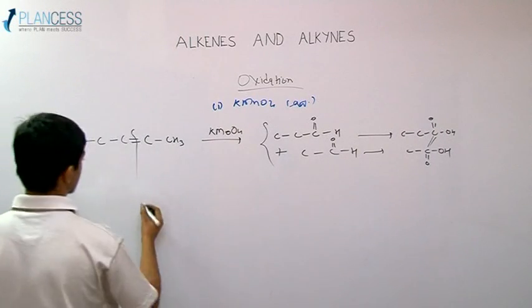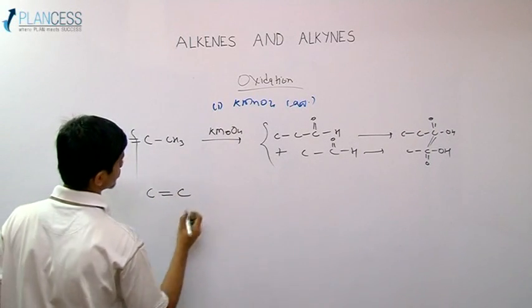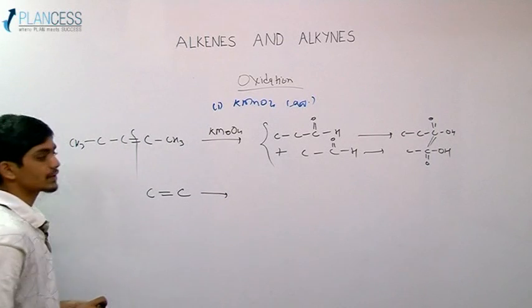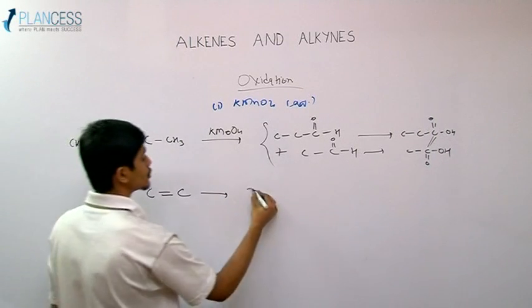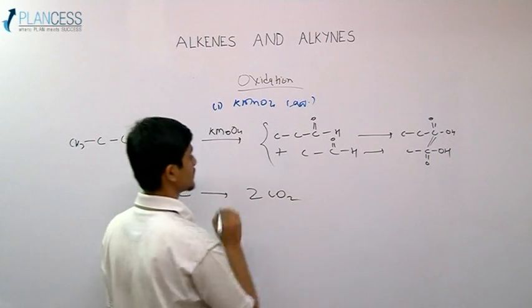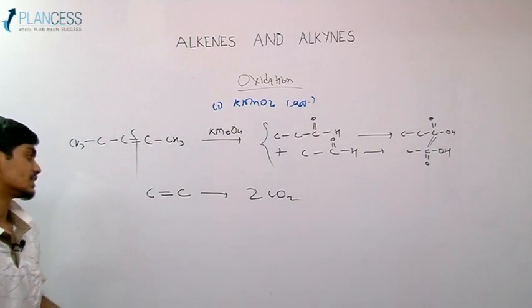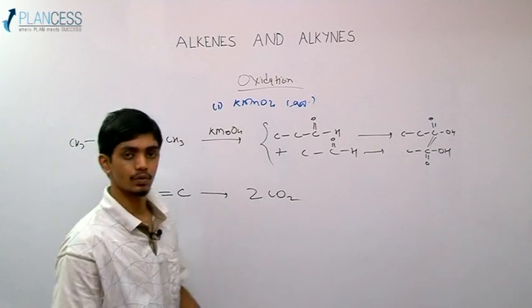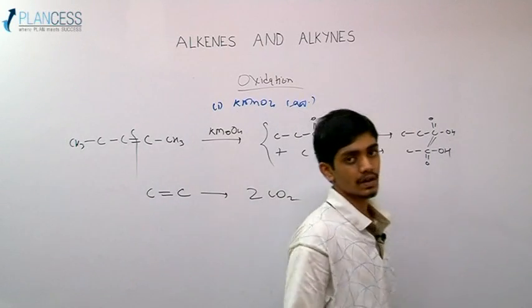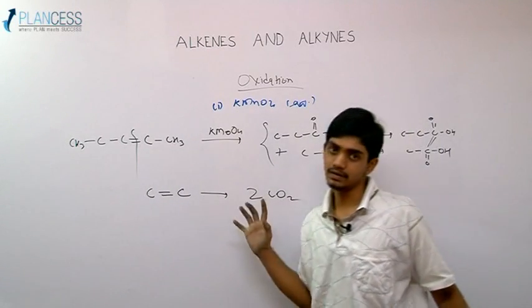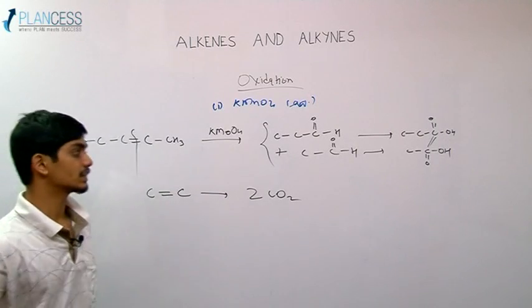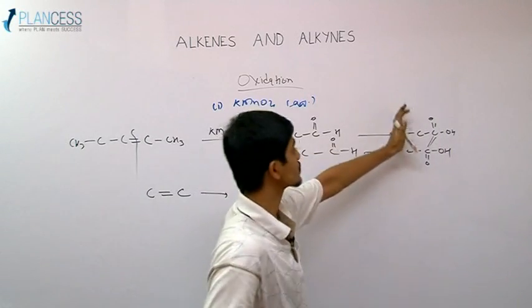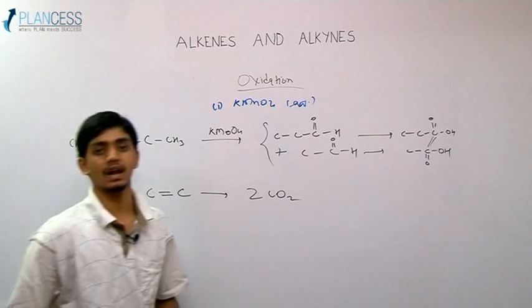Another simple example can be this. Now this, if you react with KMnO4, what do you get? You get 2 moles of carbon dioxide directly. It is completely oxidized. You won't get here acetic acid or anything. You will directly get carbon dioxide. So this is a very important reaction because we can find out the structure of the original alkene.